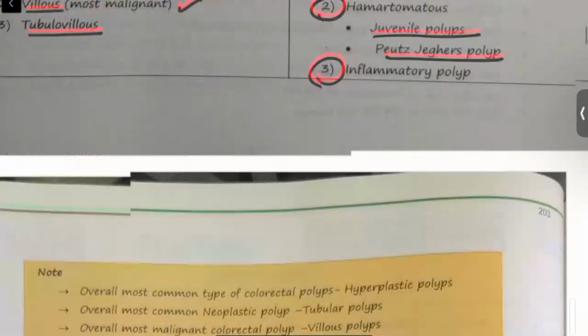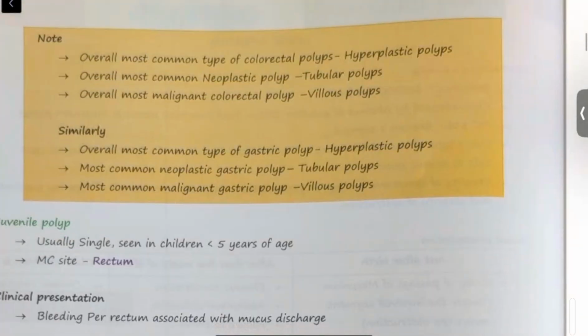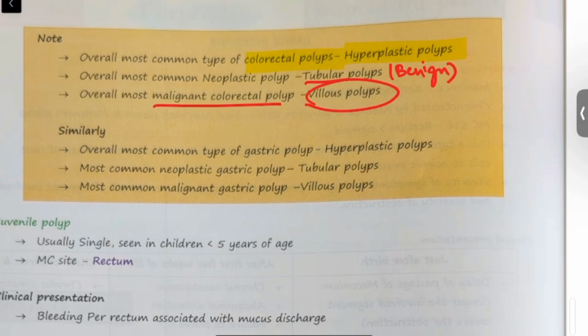Then we'll come to know what exactly we are speaking about. Okay, so these are some takeaway points which we need to know about colorectal polyps. Overall, the most common type of colorectal polyp is non-neoplastic, that is hyperplastic polyp. Overall, most common neoplastic polyp is tubular, and this is benign. Overall, most common malignant colorectal polyp is villous type of polyp.